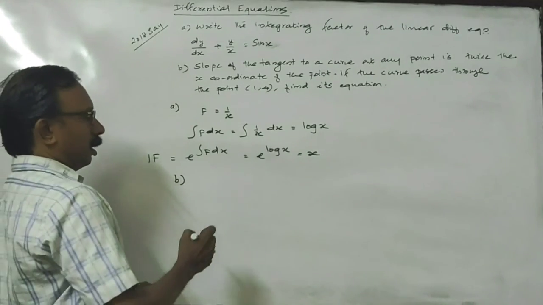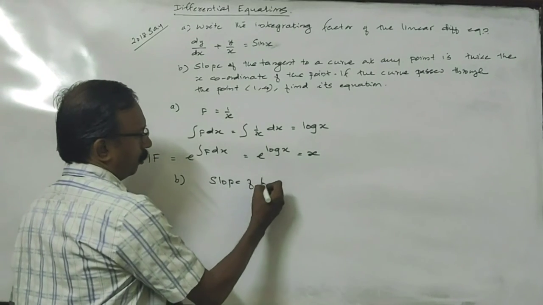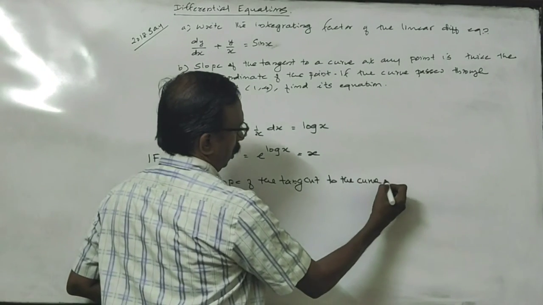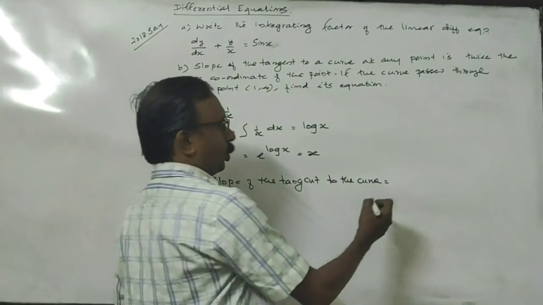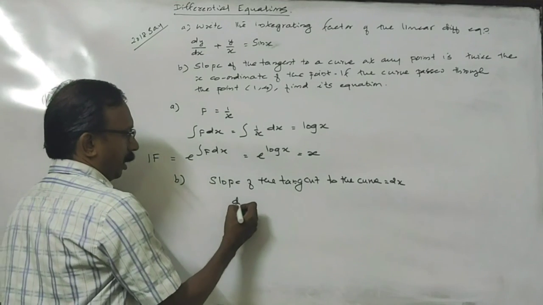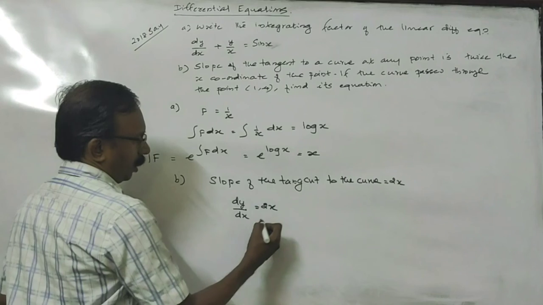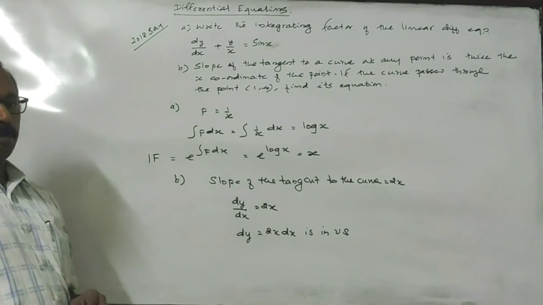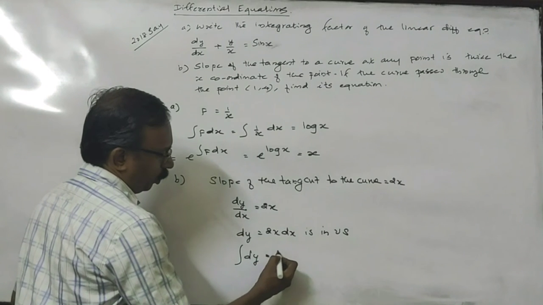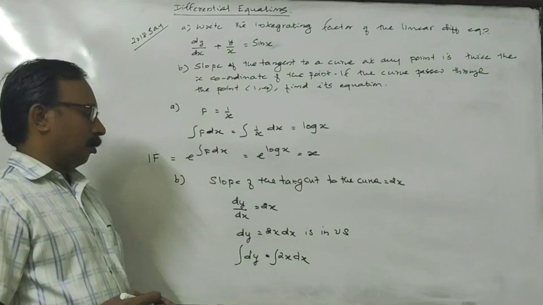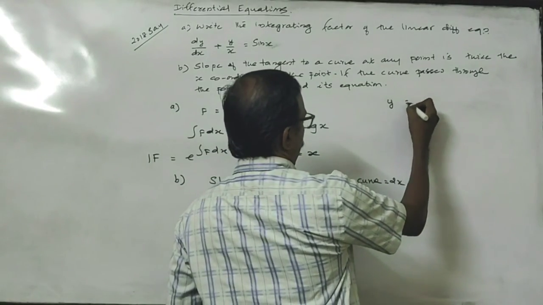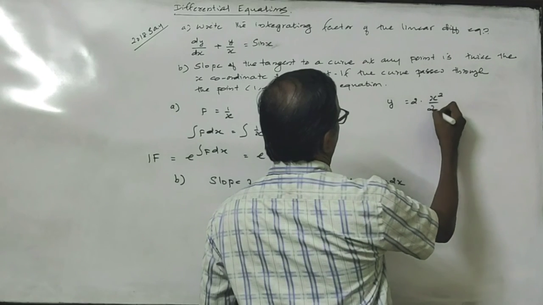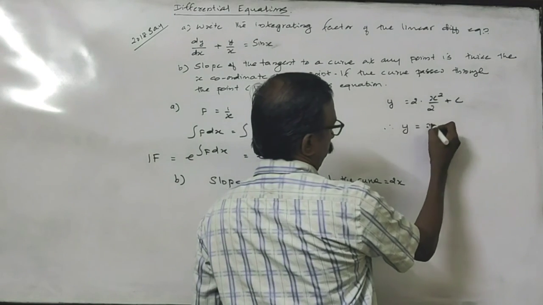Now, second question. The slope of the tangent to the curve at any point is equal to 2 times the x coordinate, that is 2x. Slope of the tangent is dy by dx is equal to 2x. So dy is equal to 2x into dx, which is variable separable type. Integrating, we have integral of dy is equal to integral of 2x dx. Integral of dy is y, and 2 into integral of x is x square by 2, plus c. Therefore, y is equal to x square plus c.